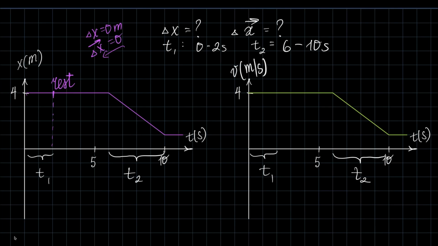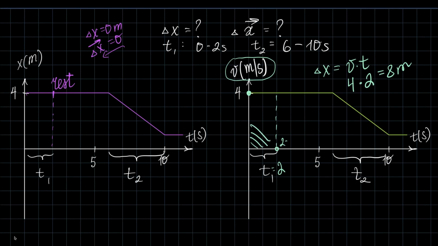If we are looking at this graph, v at 0, already 4 meters per second. So what we see here is that our object is moving at 4 meters per second for the time of 2 seconds. If we are moving, x is v times t. We're moving 4 meters a second for 2 straight seconds. That is 8 meters. We traveled 8 meters in the positive direction.